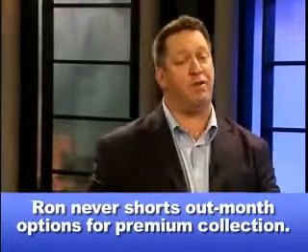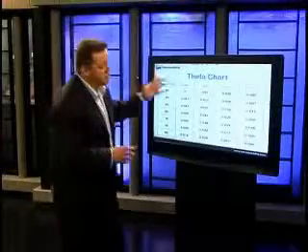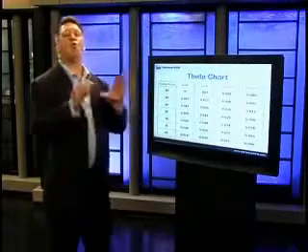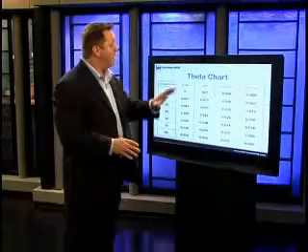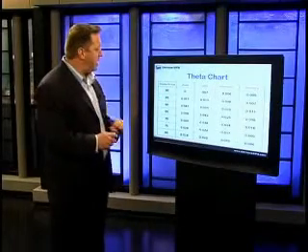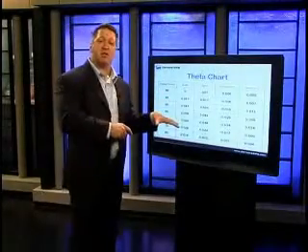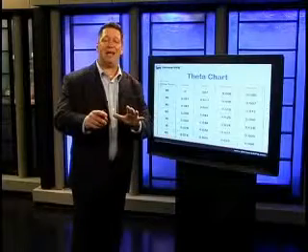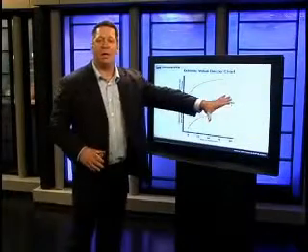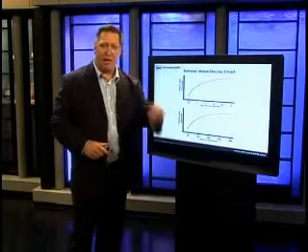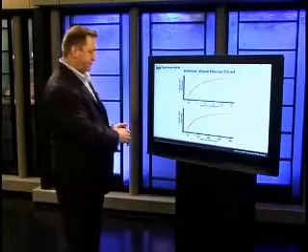I know that you've heard it from other instructors: buy the stock and sell some LEAPS. Wrong. And I can prove it mathematically that it's wrong. And we're going to take a look at that. I'm going to flip to this other slide, and you're going to see why it's wrong. Here we are back at this extrinsic value decay chart. And I'm going to show you what I'm talking about. Why you should never sell an out-month option for premium collection.